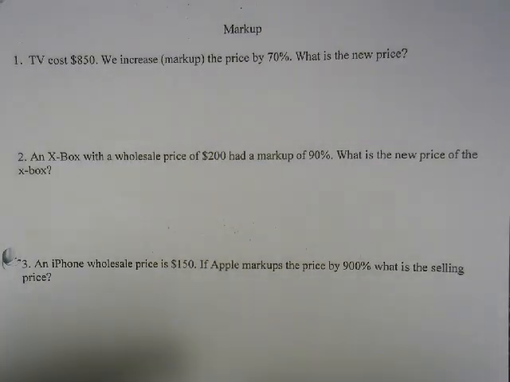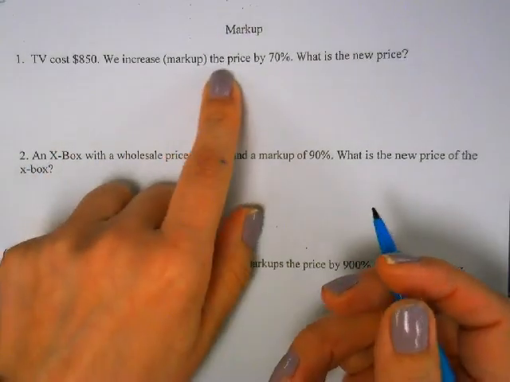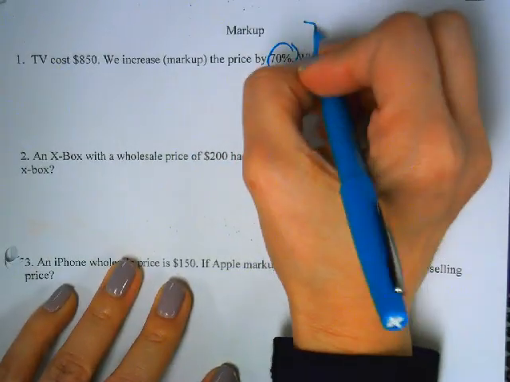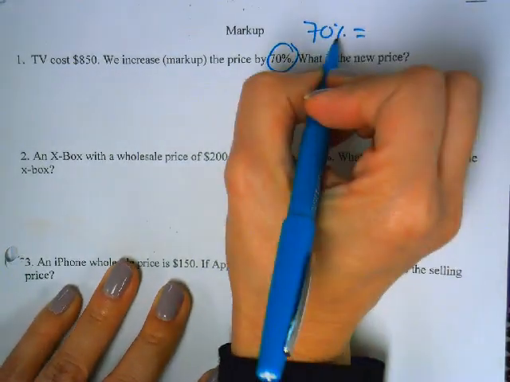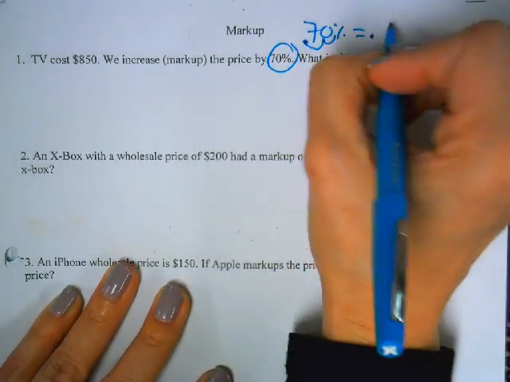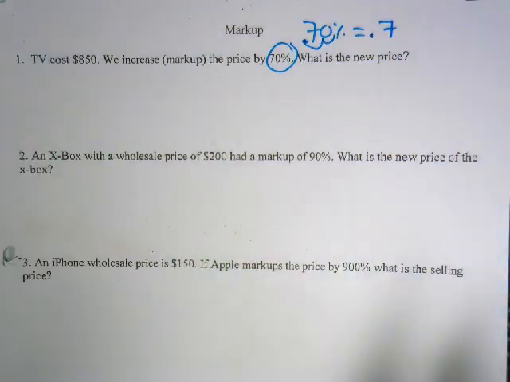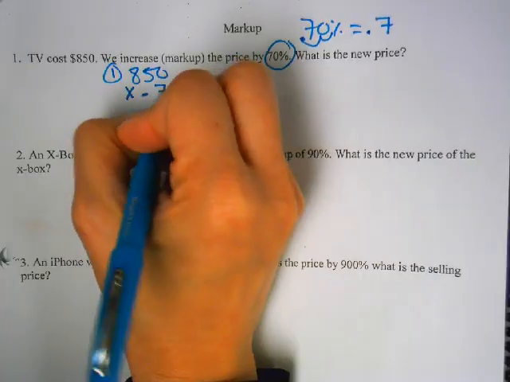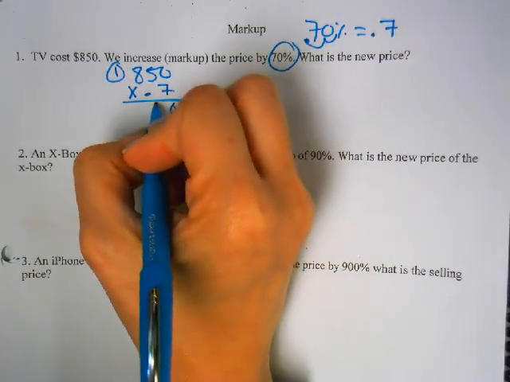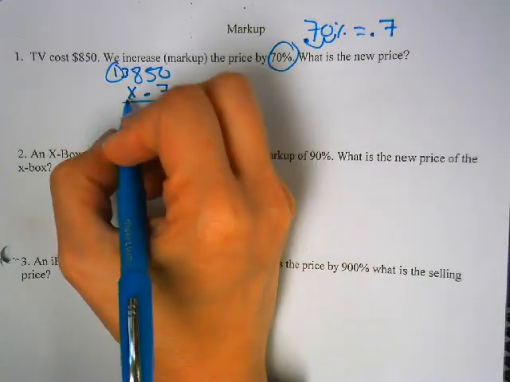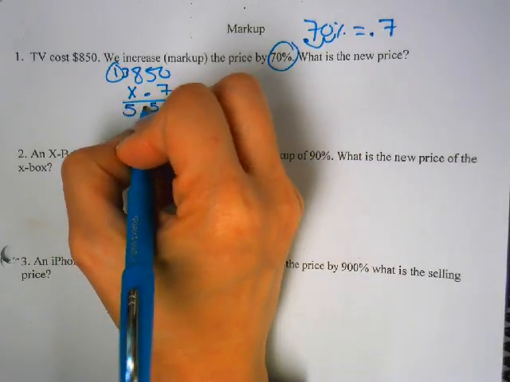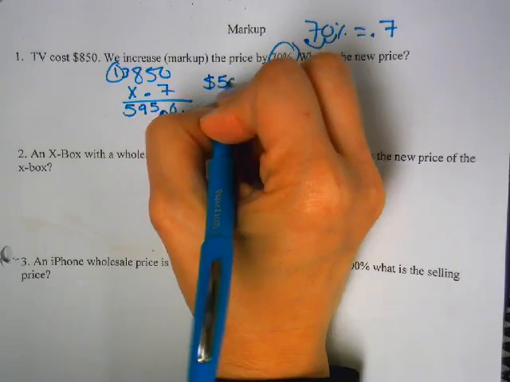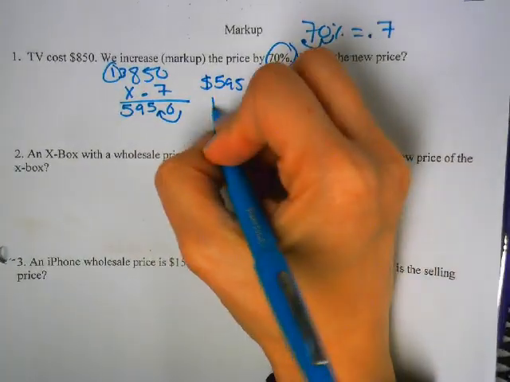The TV costs $850. We mark up the price by 70%. What is the new price? So 70%, what is that as a decimal? You move it 2 times, it would just be 0.7, right? So this one's less than 100. So first step is 850 times 0.7. Can someone confirm that I did that right? 595? Cool. That's called your profit, okay?